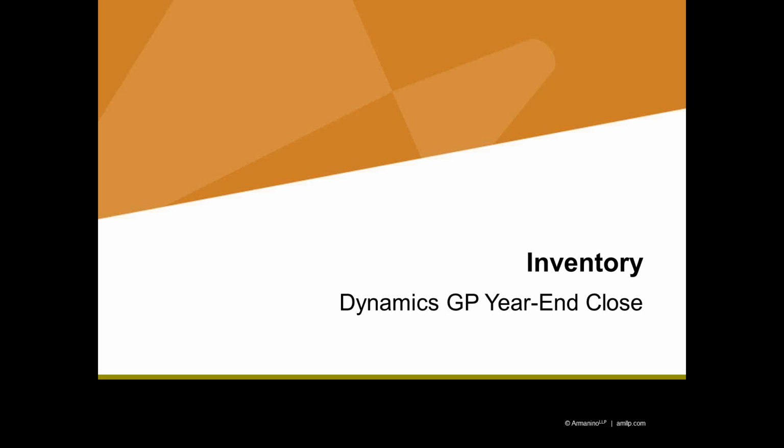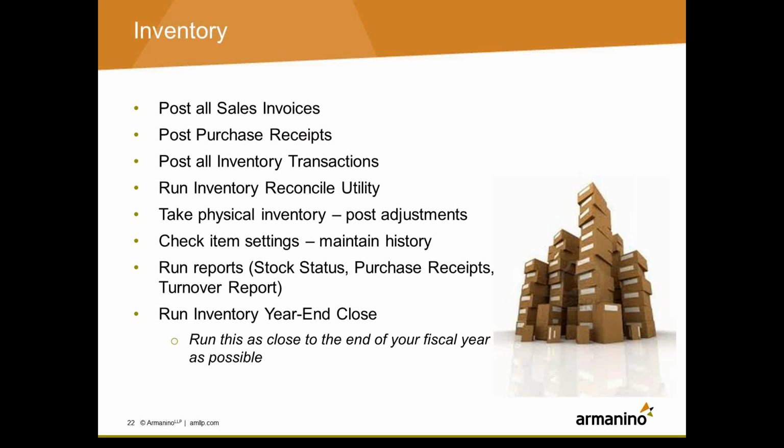Next, we'll talk inventory. The inventory module, of course, is integrated with your sales and your purchasing. So you want to make sure that you post all sales invoices and purchasing and do all your receipts. Do any of your inventory adjustments that are needed throughout the end of the year. Run the inventory reconcile utility. Take your physical counts, post those adjustments. Then again, we will review some item settings, some reports that you should run, and then the year-end close window.